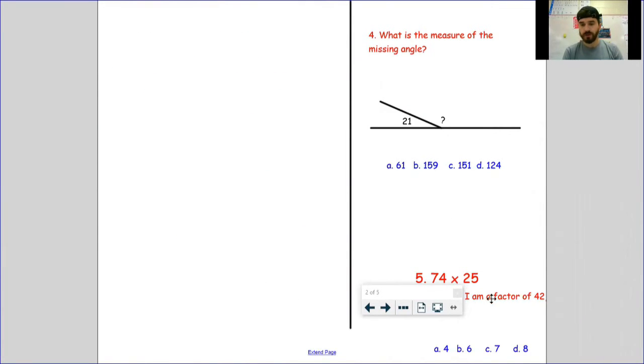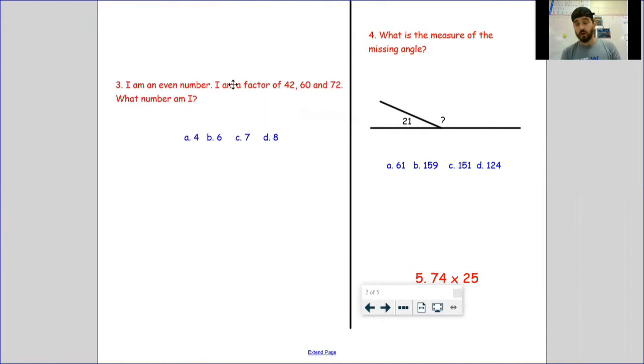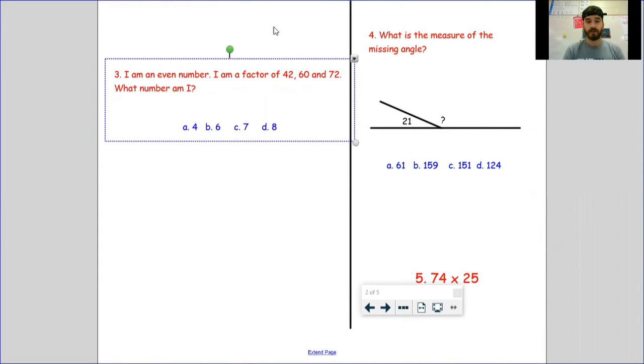All right, moving on to 3. This one's pretty hard if you don't know your facts. Just like everything we do, if you know your facts, this one's going to get much easier for you. It says, I am an even number. Now, I would stop right there. I would go ahead and look at my answer choices and eliminate anything that's not even. So I wouldn't waste any time on C, not an even number.